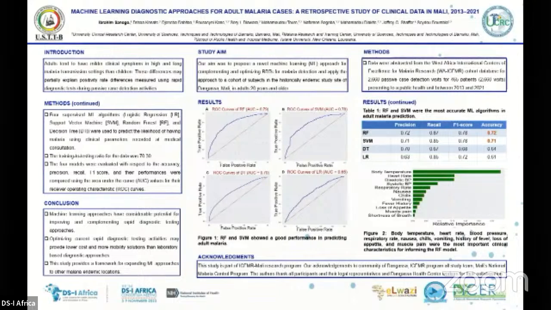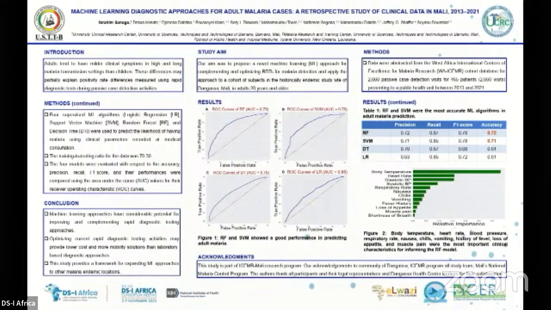As you can see in Figure 1, the random forest and support vector machine show high performance in malaria prediction, and these two models were also more accurate in adult malaria prediction.